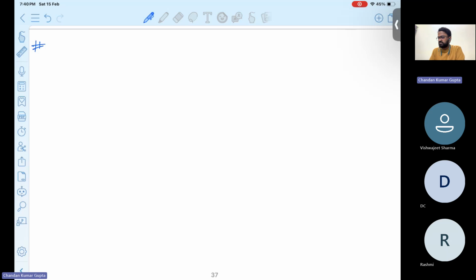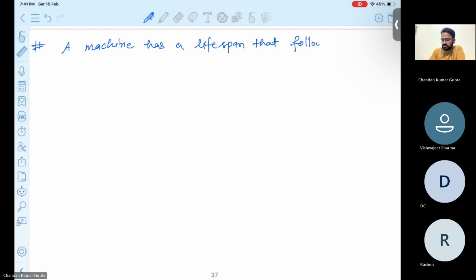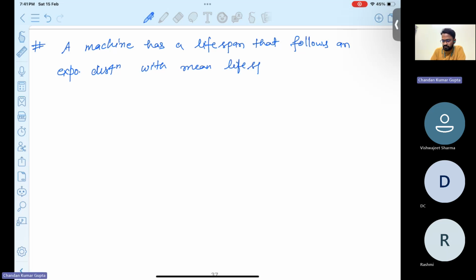Now the question is, a machine has a lifespan that follows an exponential distribution. Just try to solve it yourself. I'm writing the question. A machine has a lifespan that follows an exponential distribution with mean lifetime of 5 years. This is the given question.